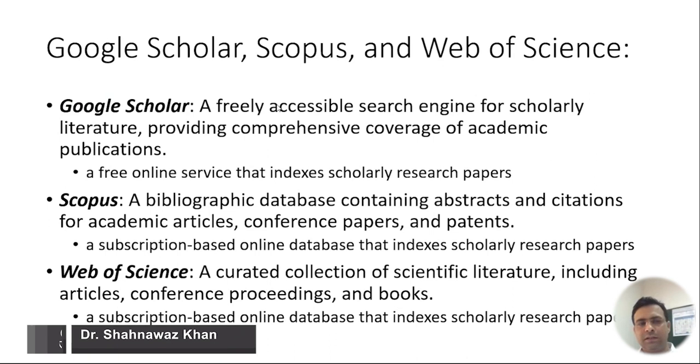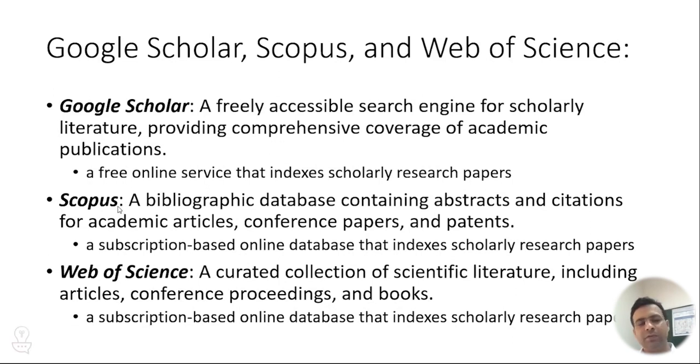So now Google Scholar is the first of the three main platforms that we are going to discuss: Scholar, Scopus, and Web of Science. Google Scholar is a free accessible search engine for all the scholarly articles or literature we have. It's a free online service. Same thing with Scopus and Web of Science as well.